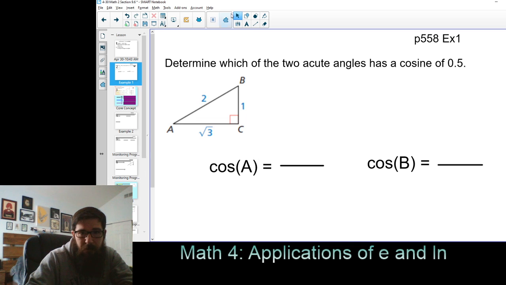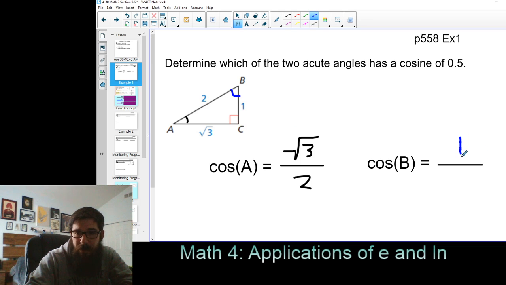So if I'm looking from A, my adjacent side is this square root of 3 right here, right? That's the leg right here that's touching angle A. So my numerator is square root of 3. My denominator is the hypotenuse, which is opposite the 90, so that's 2. If I were to do the same thing for cosine of B, I'm looking now at this top angle B, the side that's touching it. The adjacent one is 1, and the hypotenuse across from the 90 is 2.